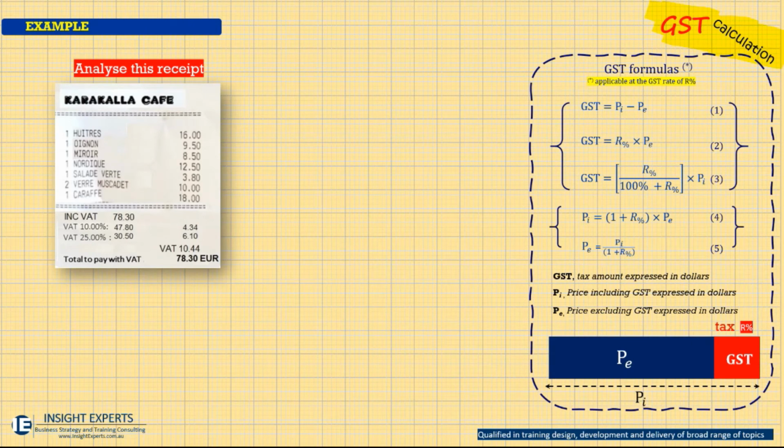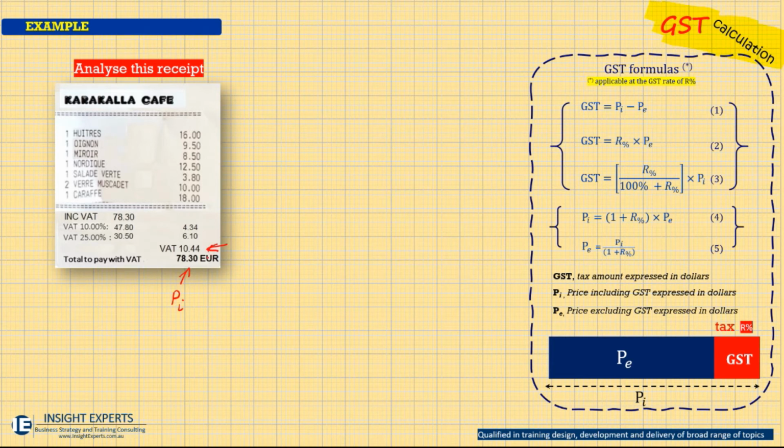Now let's look at this final example before we move on to the next section. This particular example is quite interesting because we have mixed VAT rates or mixed percentages. So what do we have here? We have a receipt where a customer bought a number of items and they paid in total 78.30 euros. So that is the price after VAT or after tax. That's PI, which includes an amount of 10.44, and that is the VAT amount.